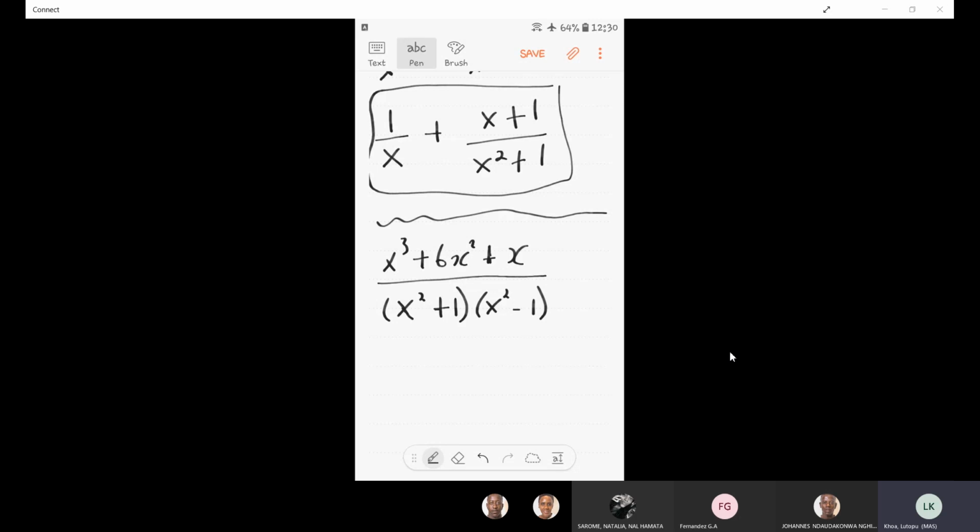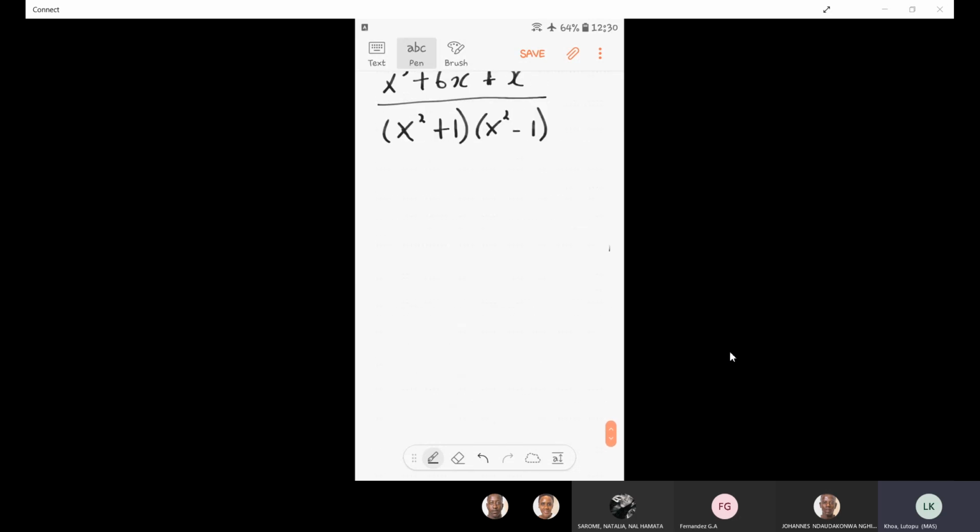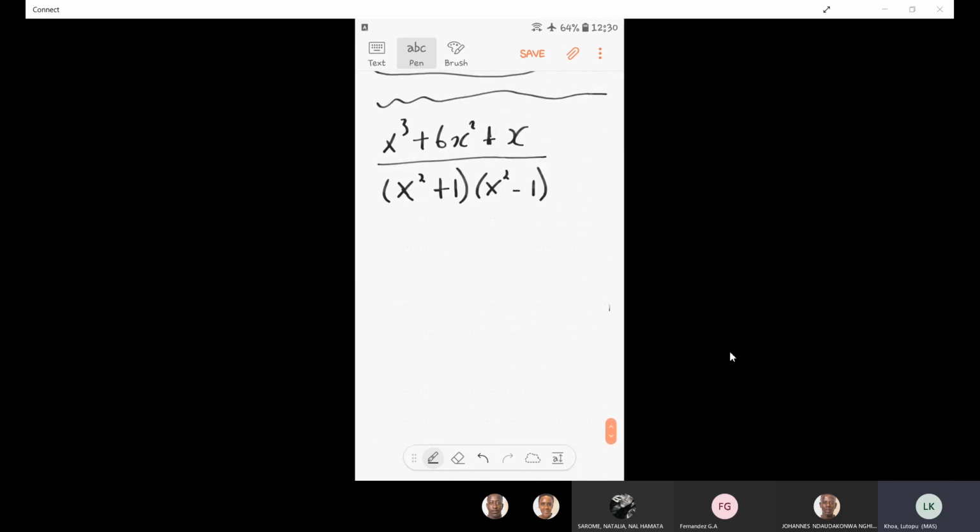So I should factorize this. So make sure your denominator is factorized as far as possible. So when I factorize this, I have x cubed plus 6x squared plus x. And then in my denominator, the first one I cannot factorize it, so it must remain as it is. And the second one is a difference of squares.